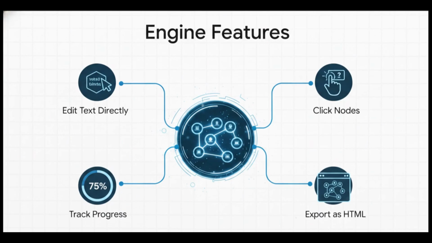So what does a living study engine actually do? Well, it means you can build an interactive map where you can literally click on the text and fix any AI typos on the fly. It means you can program it so that clicking on a node reveals hidden flashcards or deeper notes. You could even build in a way to track your progress. And you can export the whole thing as its own little custom web app.